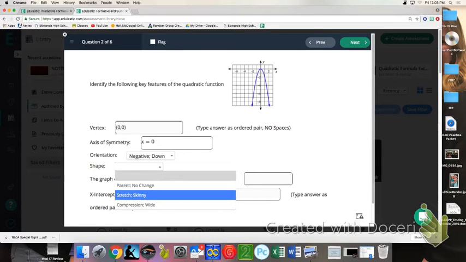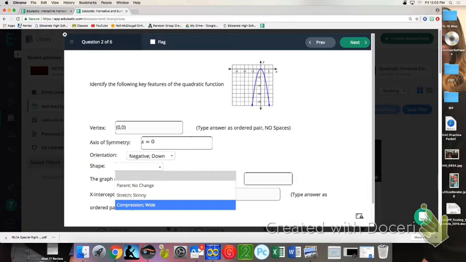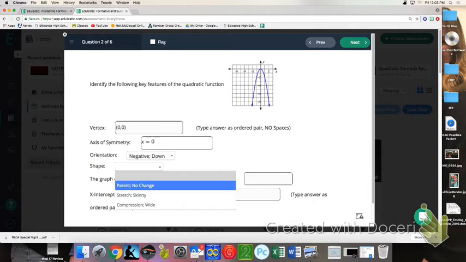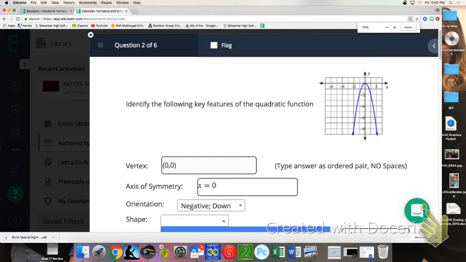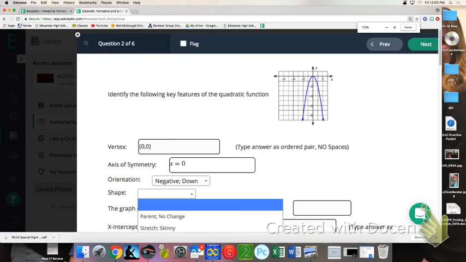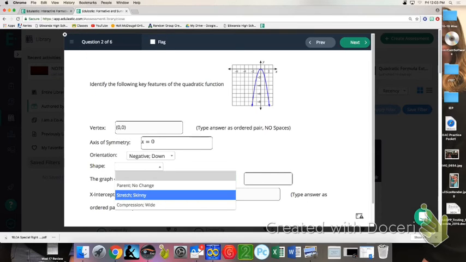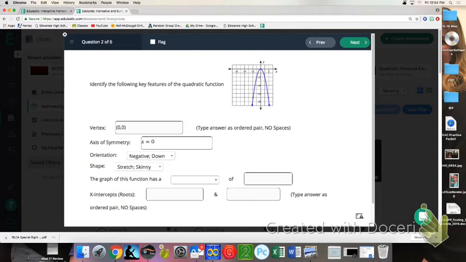What about my shape? Is it a stretch, meaning it's skinnier than the last one? Or is it a compression, that it's wider? Or is it exactly the same width? Skinnier, because, let me zoom in a little bit here. If I look at that graph and I start at the vertex, if I go down 1 and over 1, do I hit a point? I have to go down 2 and over 1, don't I? Which means it's narrower. So when I go to talk about this, I have something that is narrower or skinnier.